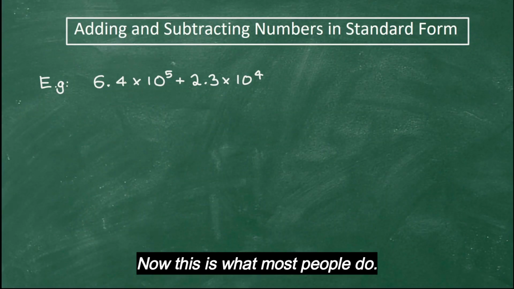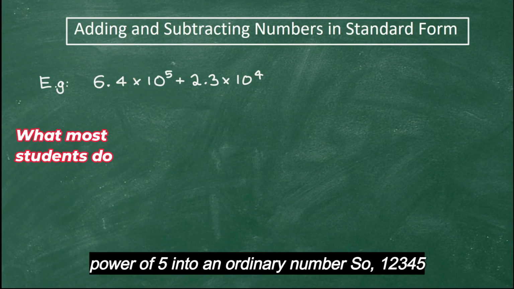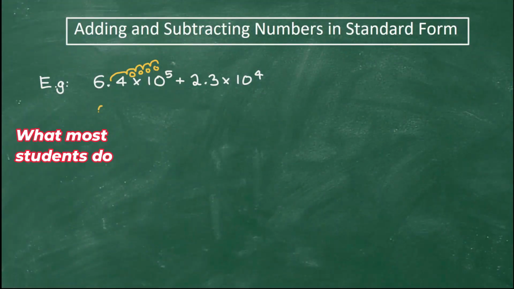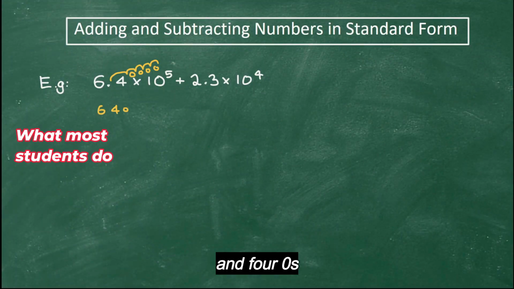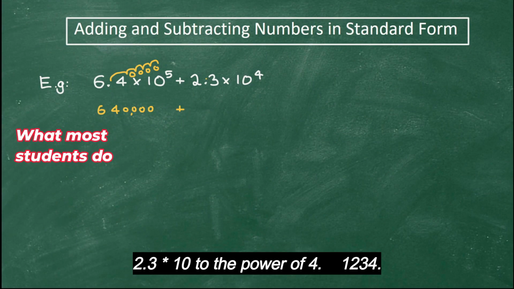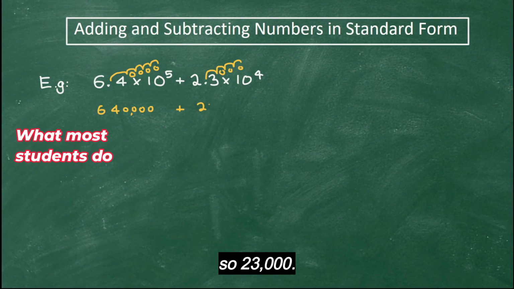Now this is what most people do. They first convert this 6.4 times 10 to the power of 5 into an ordinary number. So 1, 2, 3, 4, 5. So 4 empty jumps, you put 4 zeros. You get 6, 4 and 4 zeros. 640,000. Then they add 2.3 times 10 to the power of 4. 1, 2, 3, 4. 3 empty jumps, so 3 zeros. So 23,000. Now what do they do?